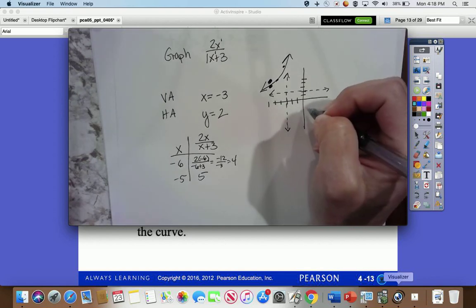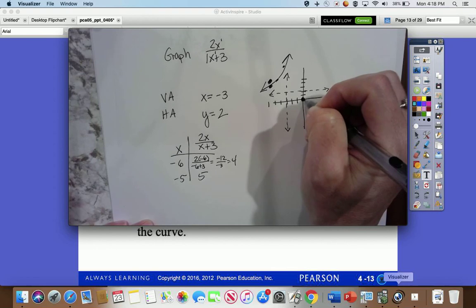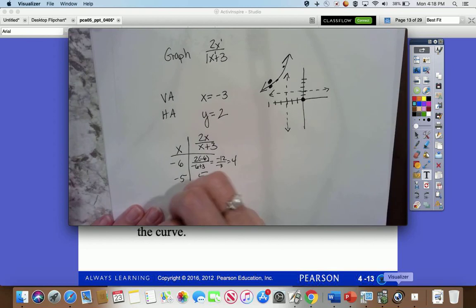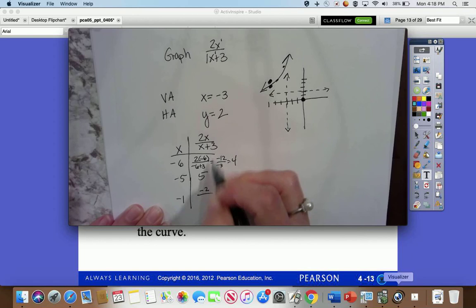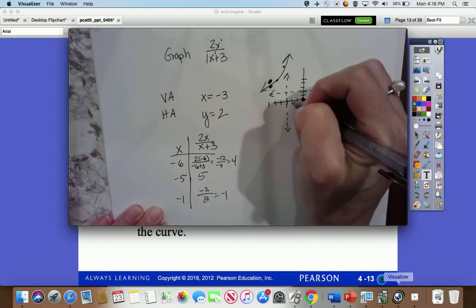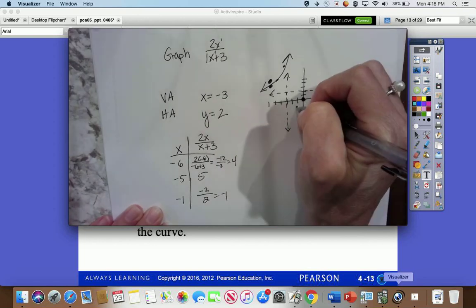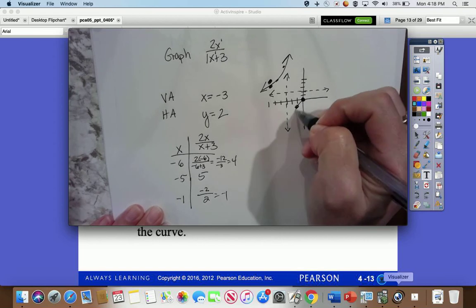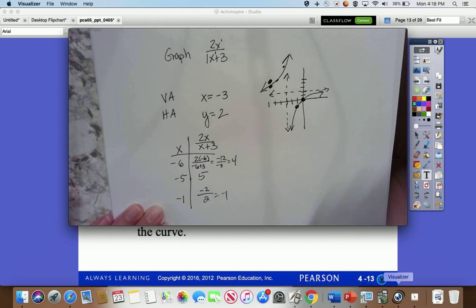If I plug in a 0, I get 0. That was easy to plug in. If I plug in -1, what do I get? I actually haven't plugged that in. So it'd be -2 on top, 2 on bottom, -1. So -1, -1. And you can kind of see how the graph would go here.